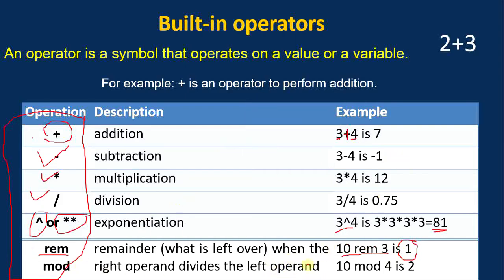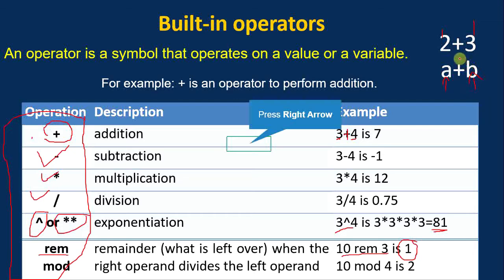So these are the examples. 2 plus 3. Here plus is acting as an operator, and this 2 and 3 are acting as the operands. Here 2 and 3 are constants. Here A and B are variables. You can apply operators on either constants or variables or a combination of both of them.